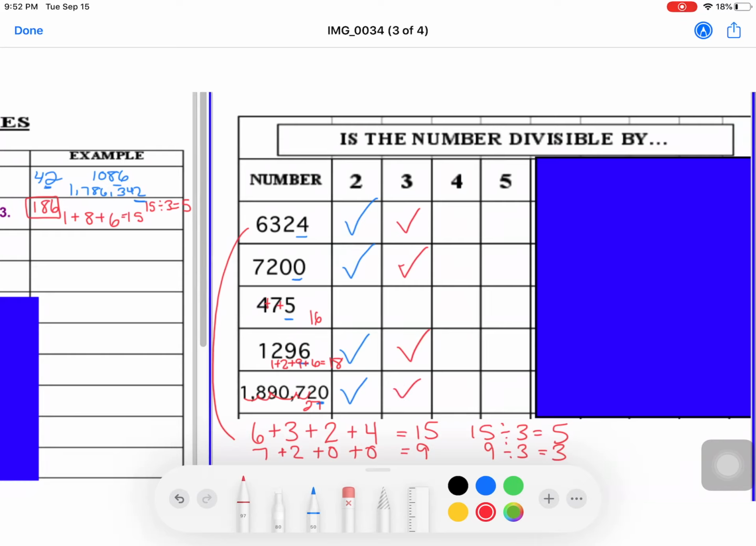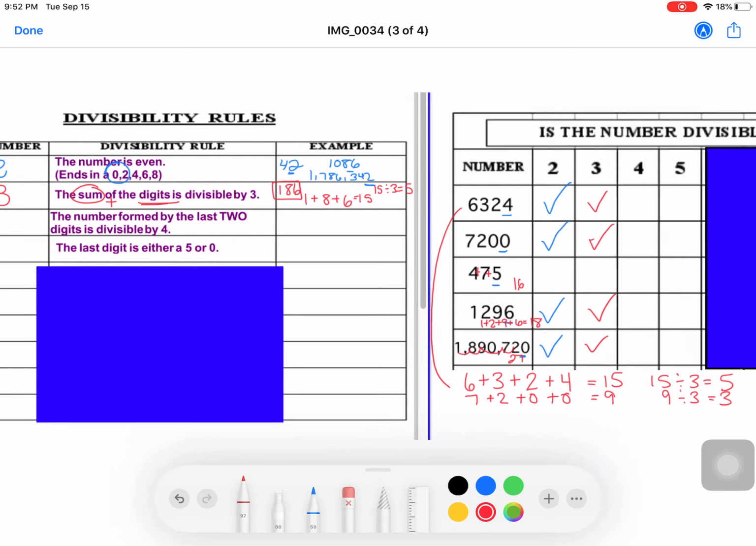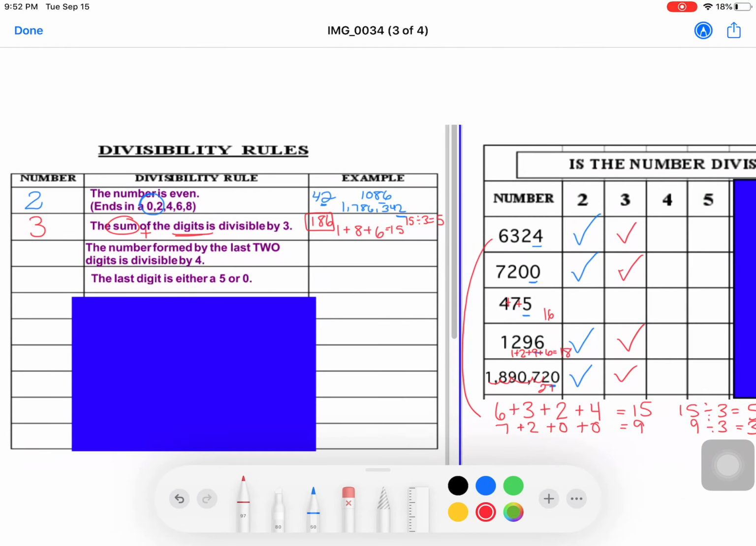Okay. That is a divisibility rule for 3. Again, it's looking at the sum of the digits, adding them up. So it's good to think about what are the totals of the digits and note that somewhere. And that's actually going to come into play later on. So it's worth your while to write it down somewhere for each of them. What is the sum of the digits?